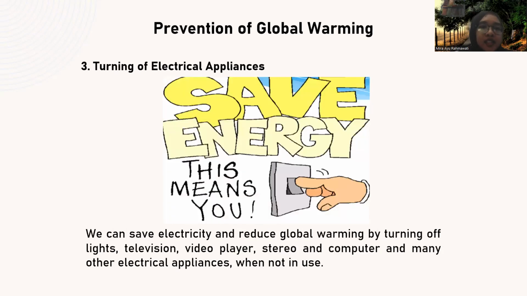Okay, and number three, turning off electrical appliances. We can save electricity and reduce global warming by turning off lights, television, video player, computer, and many other electrical appliances when not in use.